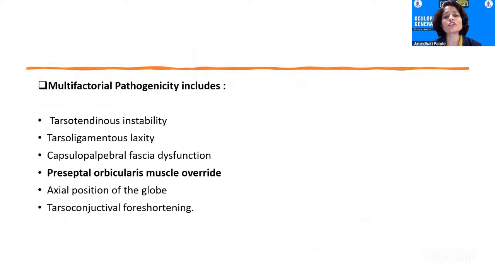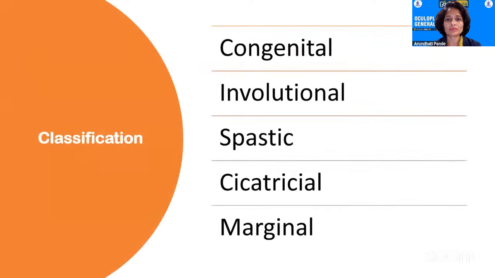So the pathogenesis is multifactorial. It includes tarsotendinous instability, tarsoligamentous laxity, capsulopalpebral fascia dysfunction. Most common is a preseptal orbicularis muscle override, axial position of the globe, like if it is inside or enophthalmos, and tarsoconjunctival foreshortening. What are the types? Congenital, involutional, spastic, cicatricial, marginal.